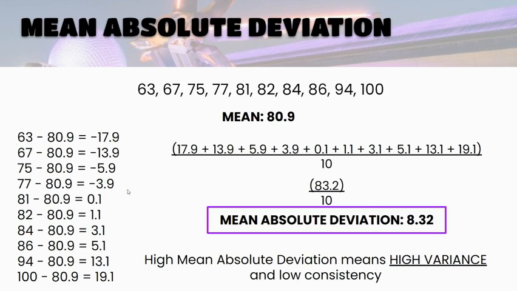Now, the mean absolute deviations that are great, with low variance and high consistency, are like 1 or 2. They're really, really close together, and it will be very obvious.